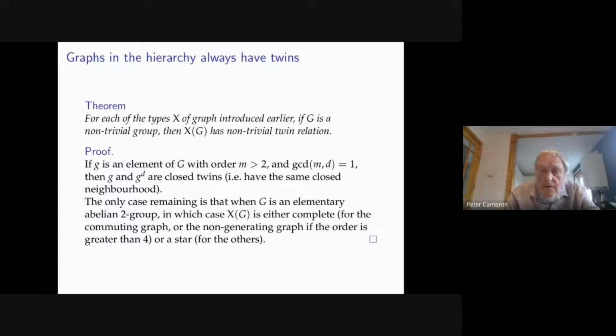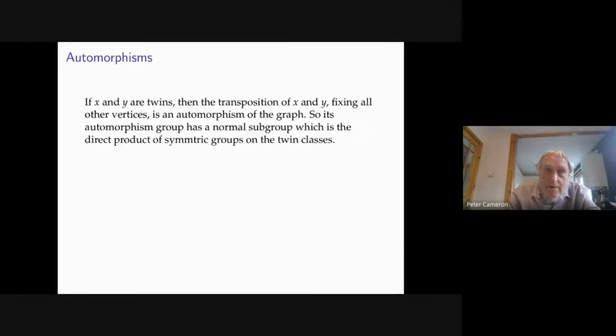So groups in the hierarchy always have twins, and so it makes sense to ask, let's suppose you take one of these graphs, and you do twin reduction on it as far as it goes, and so go down to the co-kernel. Then what can you say about that? If you get right down to the one vertex graph, then the thing you started off with is a cograph.